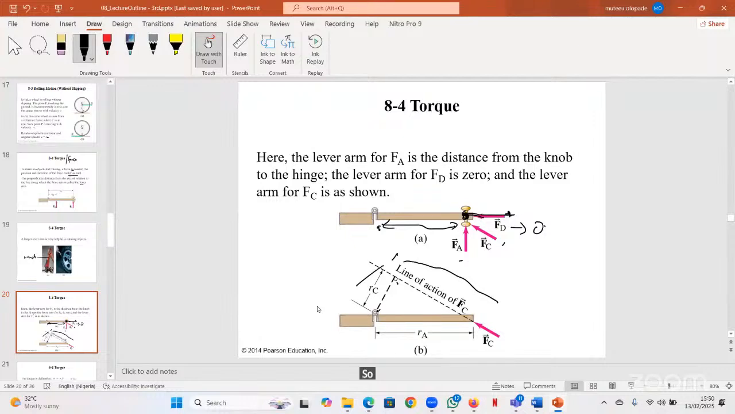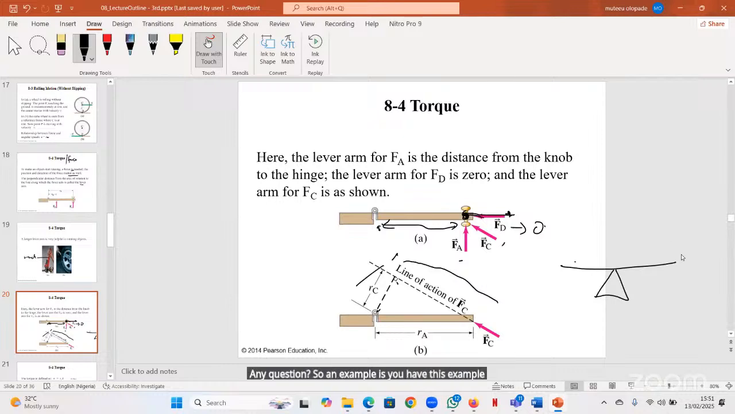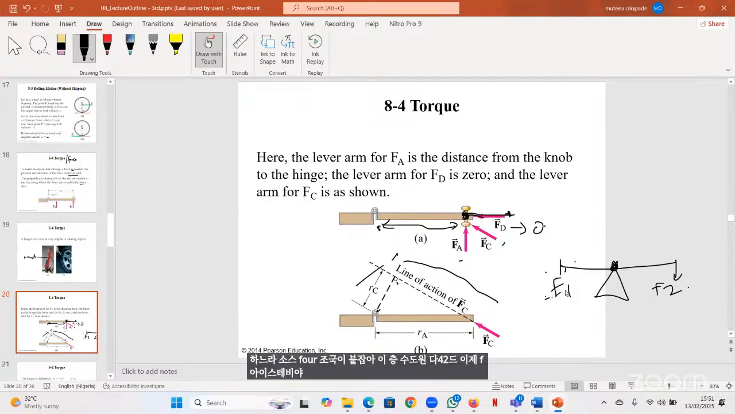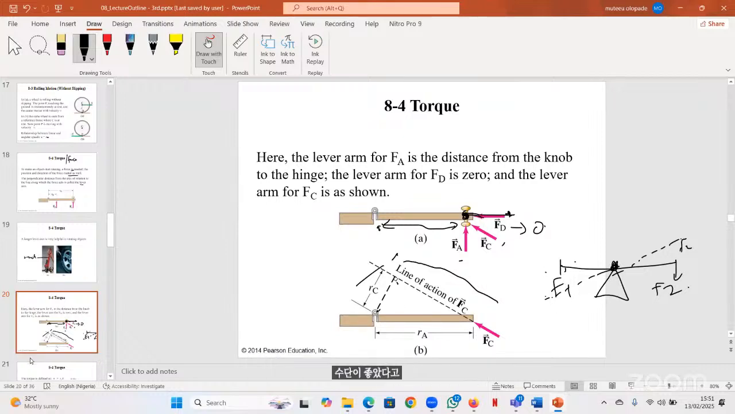Any question? No, sir. So an example is if you have this and you apply a force F here, this is a fixed point. There's also another force, F1, F2. So whichever is heavier, it tilts towards that side. If F1 is heavier, it tilts towards that side and comes down this way. So that is what we have here.